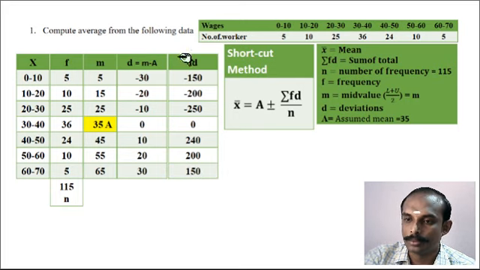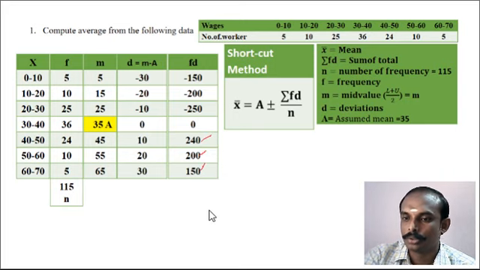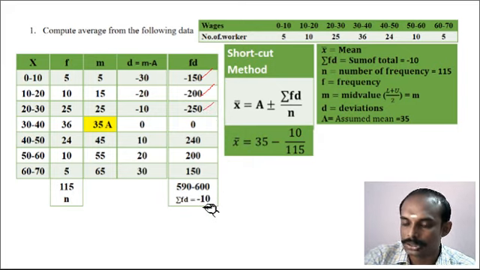To find the sum of fd, first add the positive values: 150 plus 200 plus 240, therefore 590. Then add the negative values: 150 plus 200 plus 250, therefore 600. Therefore sum of fd is equal to minus 10.